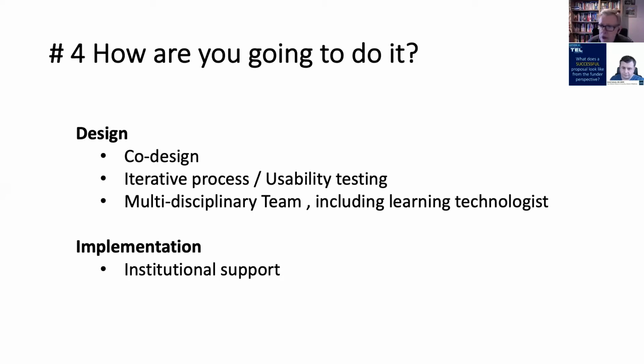So the design process, how are you going to design it? We know that co-design, working with the users, is absolutely essential. This is usually an iterative process, testing its usability. What do people think of it? Can they easily use it? And there is some research to suggest that something like 80% of usability problems can be identified with only 6 people. So you don't need to be looking at large numbers of people.